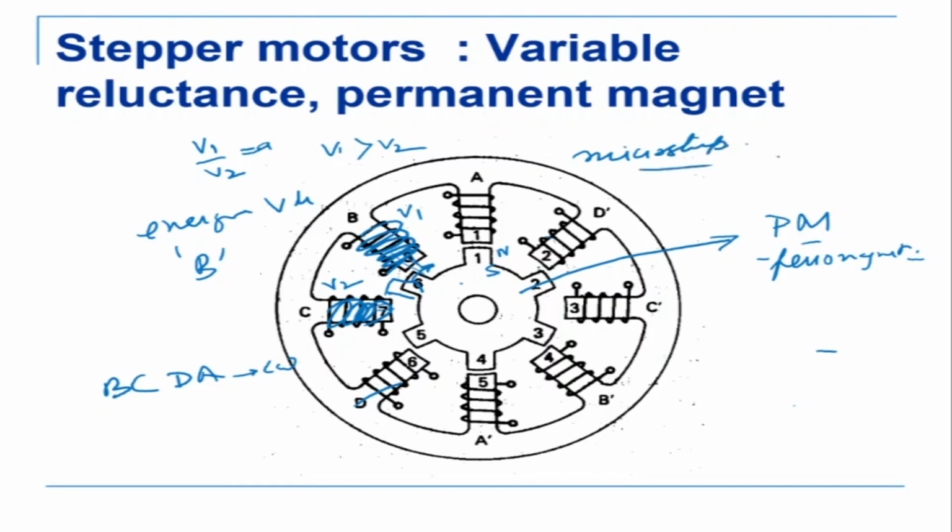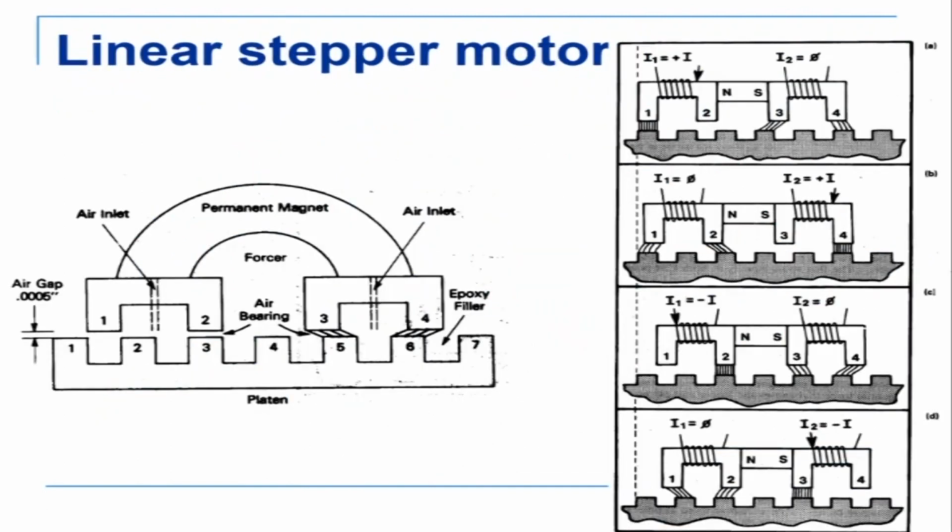So in micro stepping mode, you can place the tooth somewhere in between also by controlling the voltage of two coils. You can also have mega torque motors, which are like this. And we can also have linear stepper motors. So this is a linear stepper motor. The working principle is exactly the same. We are energizing.